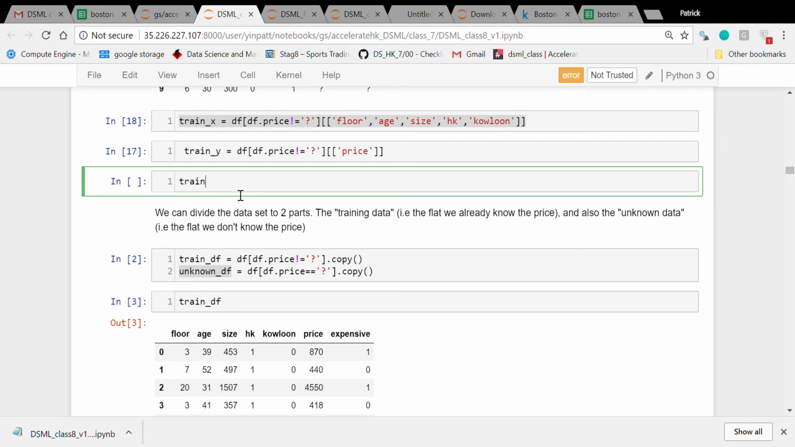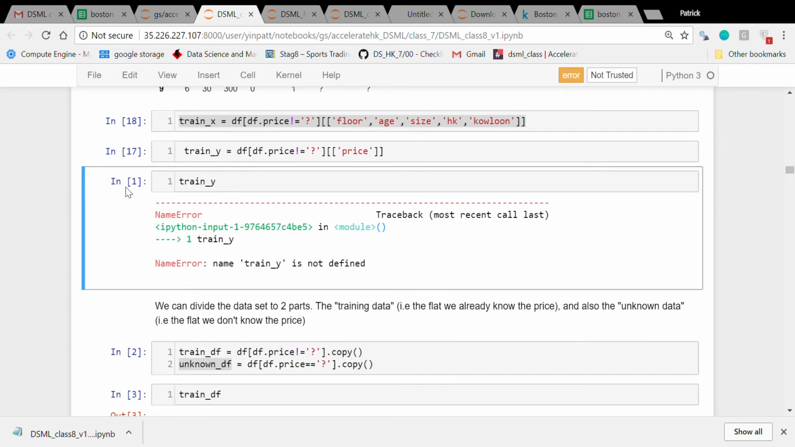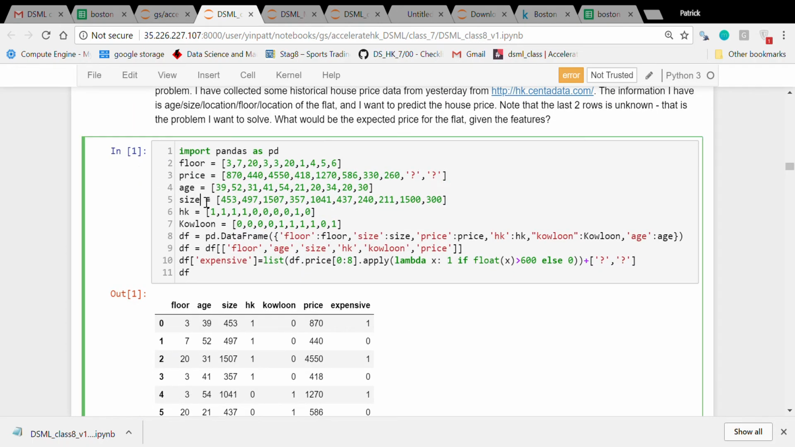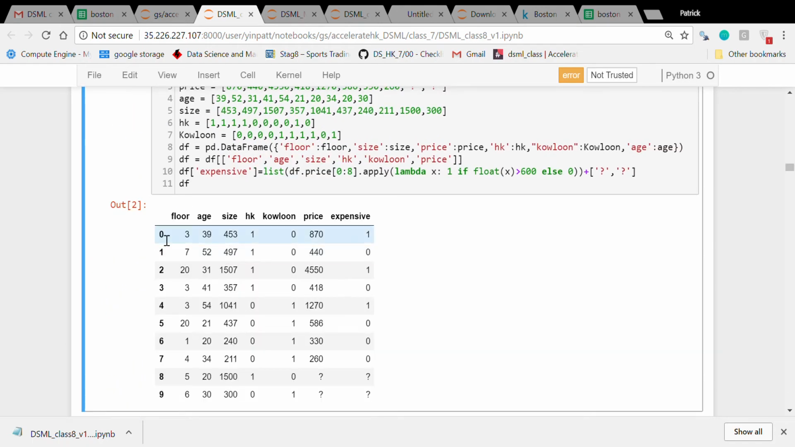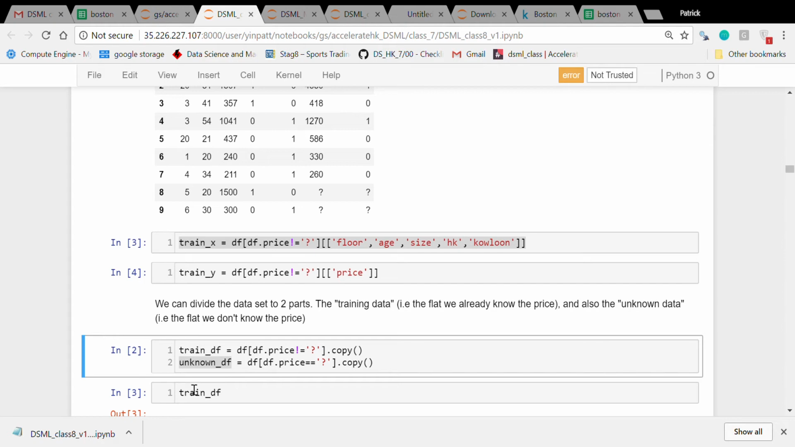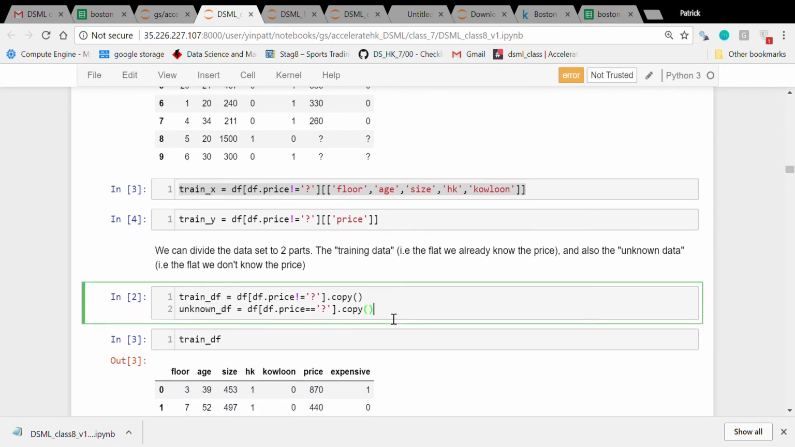Okay, we have train Y. Okay, train Y is not here. To run this again. Okay, we have train X and Y. Alright. And we also need our test X. Okay, we have to know the features of our testing set.